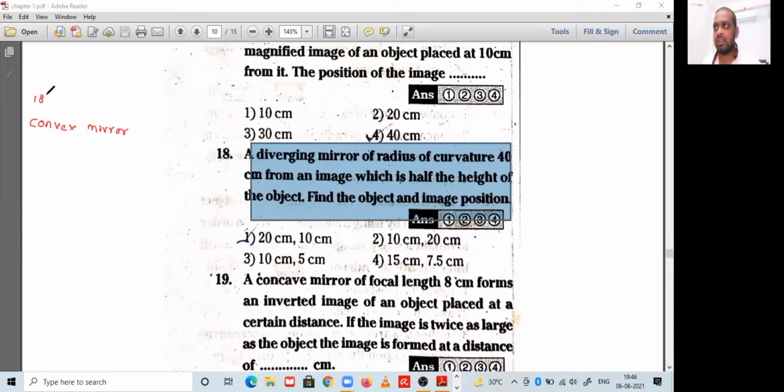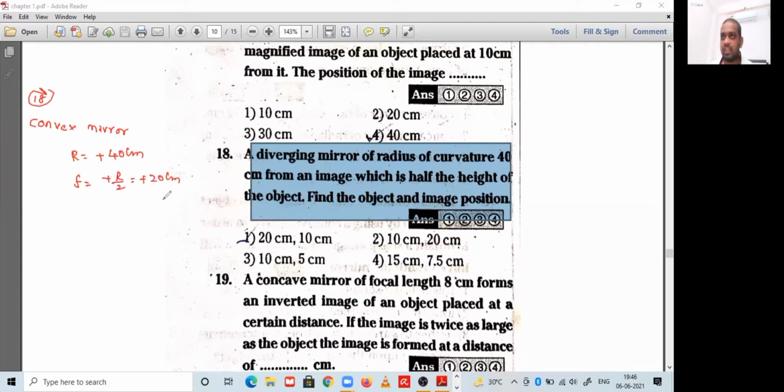Question number 18. A convex mirror is a diverging mirror. What is the radius of curvature here? He mentioned R is equal to 40 centimeters. It will be plus sign. Why? Because C lies inside the mirror. If we apply the sign conventions, f will also be equal to plus R by 2. It will be plus 20 centimeters.